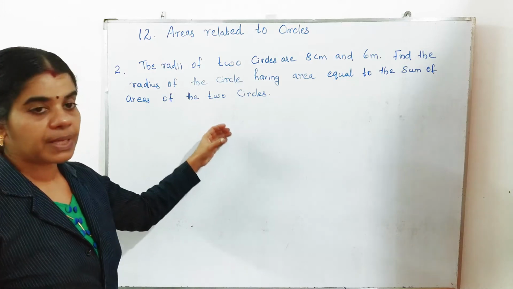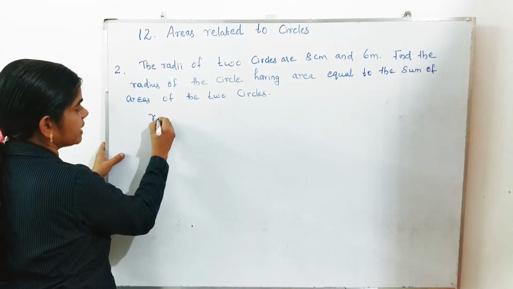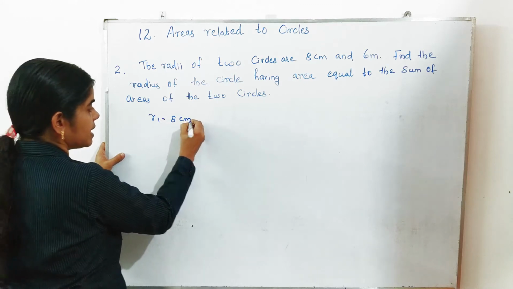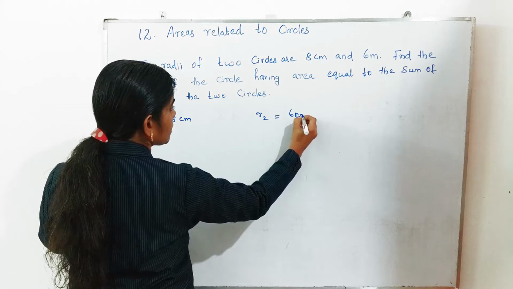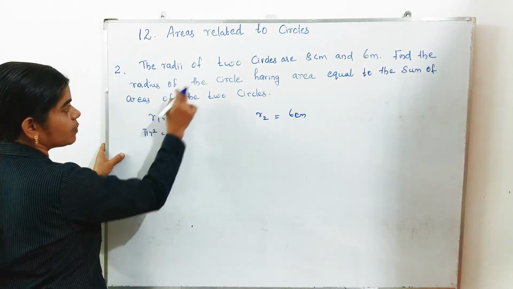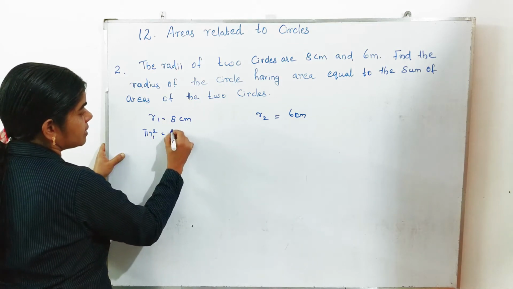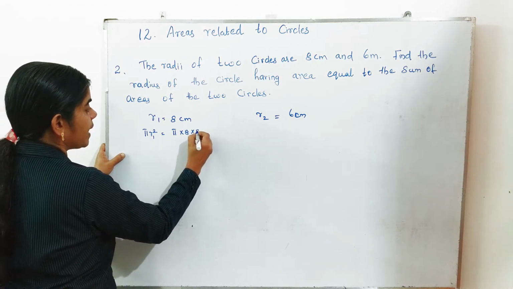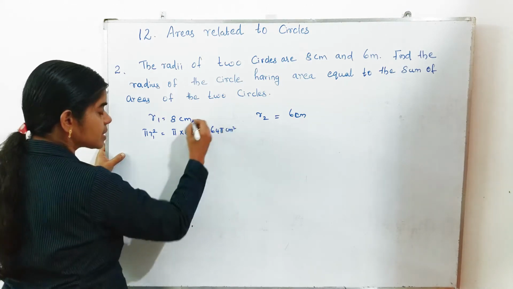Here we have been given areas. The radii of the two circles, first one we are taking, r1 is equal to 8 centimeter, r2 is equal to 6 centimeter. Then area means pi r square. Area of the first circle is pi r1 square, that is pi into 8 into 8, that is 64 pi centimeter square.